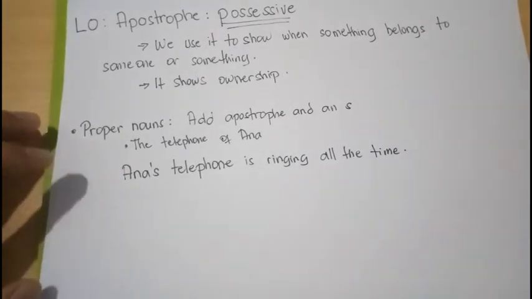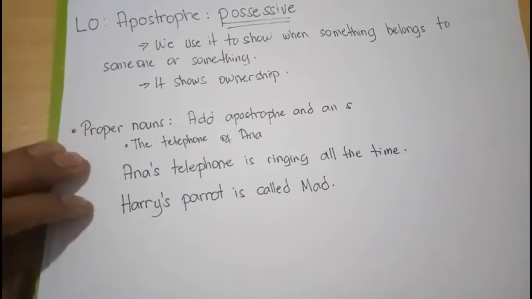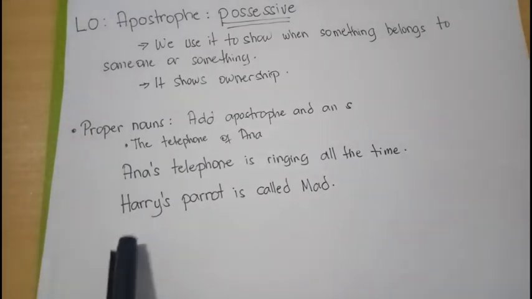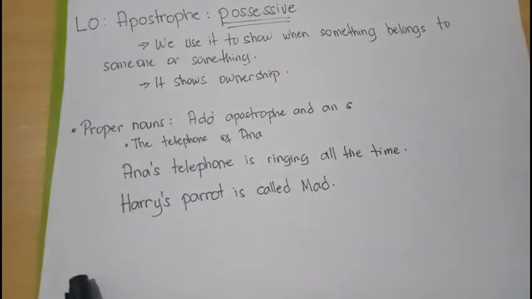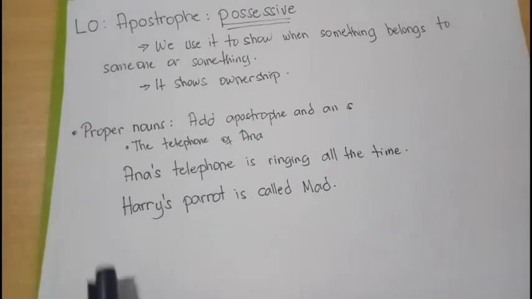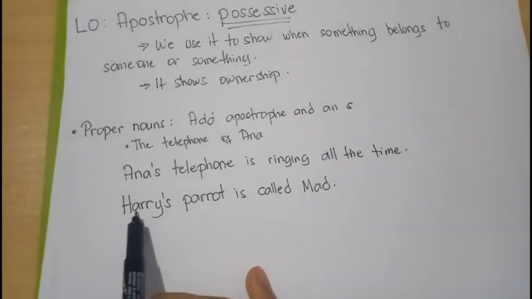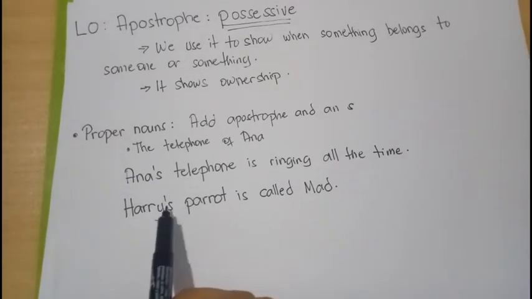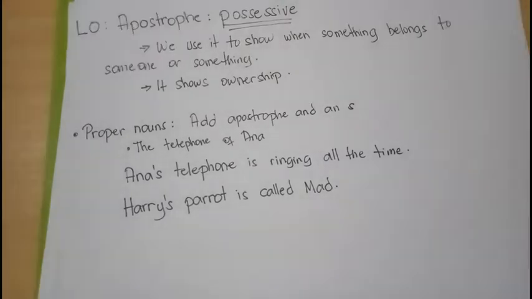I will give you another example with the use of a proper noun. Harry's parrot is called Mad. Who owns the parrot? Harry owns the parrot. That is why after the proper noun or the name Harry, we add the apostrophe and the letter S.